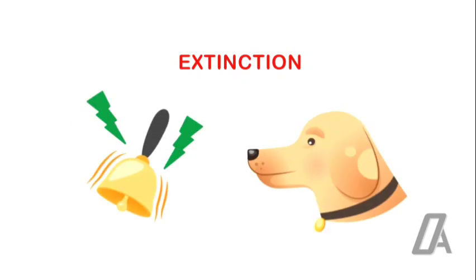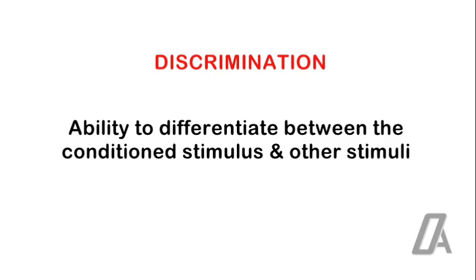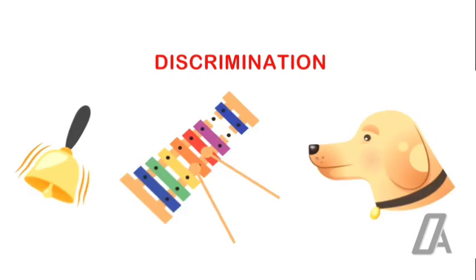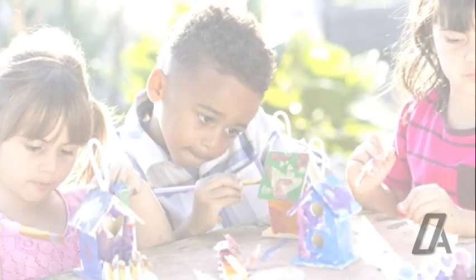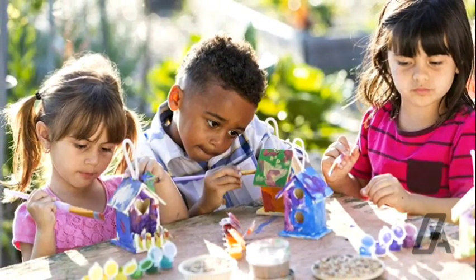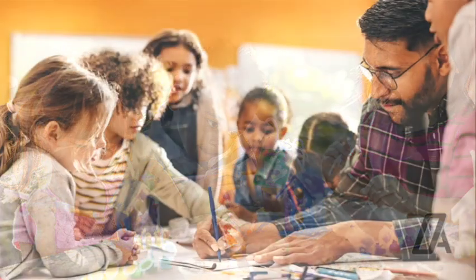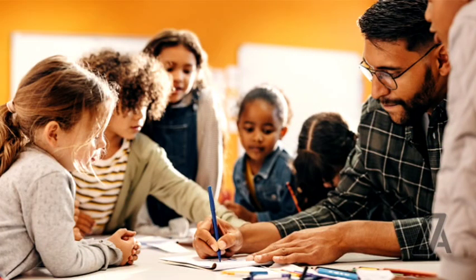no longer followed by food leads to a decrease in salivation. Discrimination. This involves the ability to differentiate between the conditioned stimulus and other stimuli, for example, distinguishing between the sound of the bell and music and responding only to the bell. Classical conditioning exemplifies how associative learning shapes behavior and emotional responses, offering insights into how individuals adapt to their environments and learn to anticipate events based on past experiences.